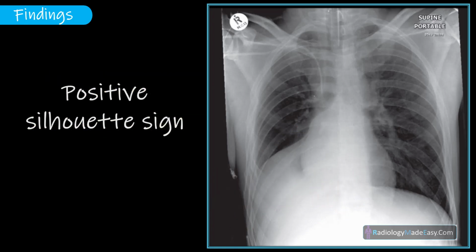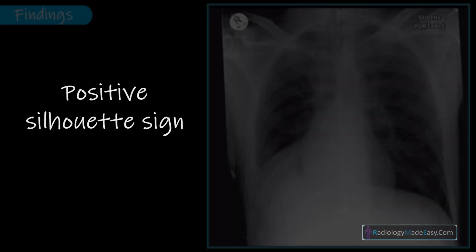This is a very important radiological sign which is called the Silhouette sign. If two objects of the same radiographic density touch each other, the edge or margin between them disappears and it will be impossible to tell where one object begins and the other ends. So this is called the positive Silhouette sign.